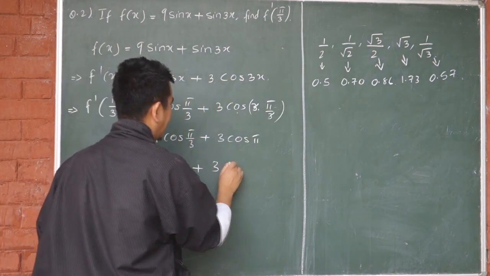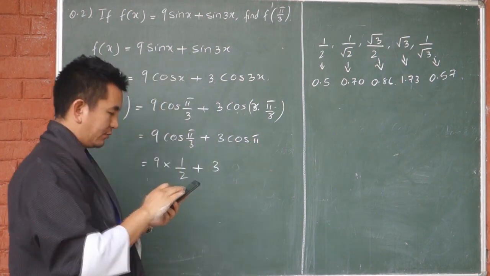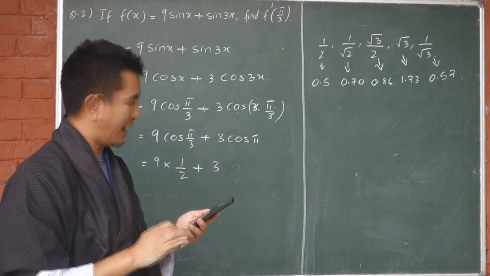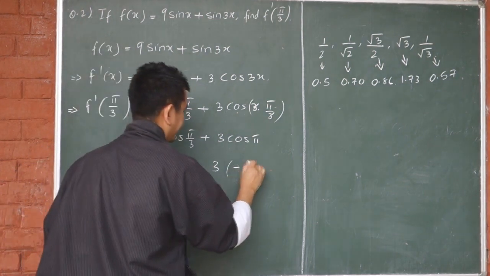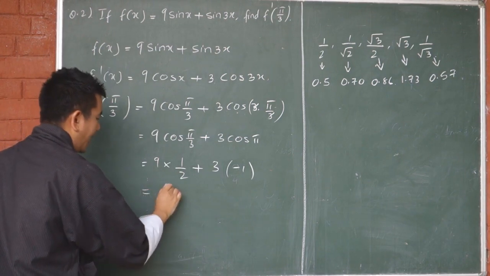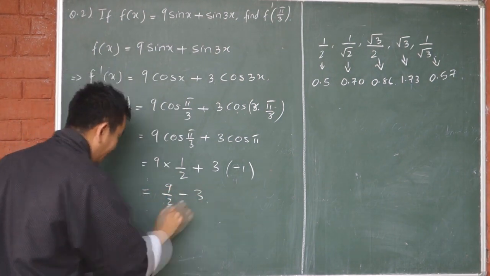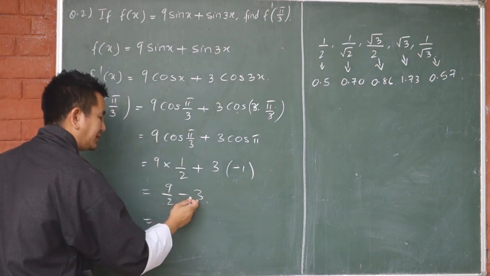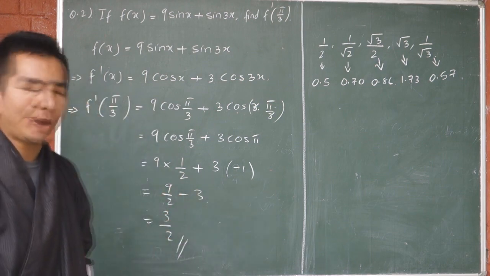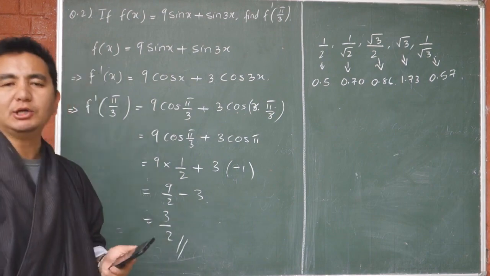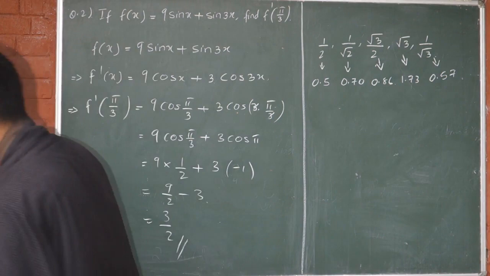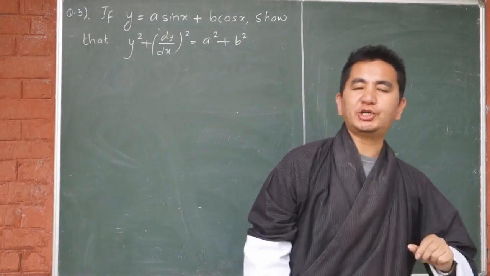Plus 3 times, what's the cos 180 now? Cos of 180 is negative 1. Is that okay? So we have 9 by 2 minus 3. Just do the LCM: 2, 3, 6. 9 minus 6 is 3 by 2. So f dash of pi by 3 is equivalent to 3 by 2. Okay? Just remember these 5 values, then use the calculator.